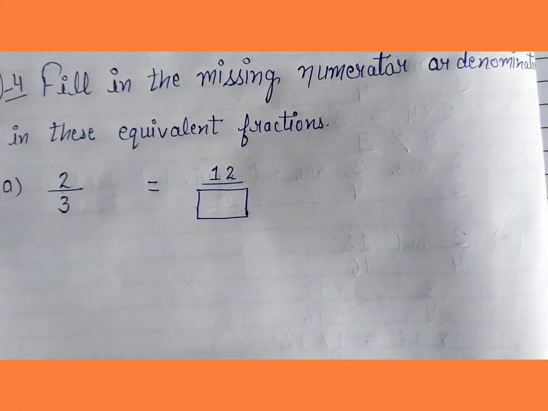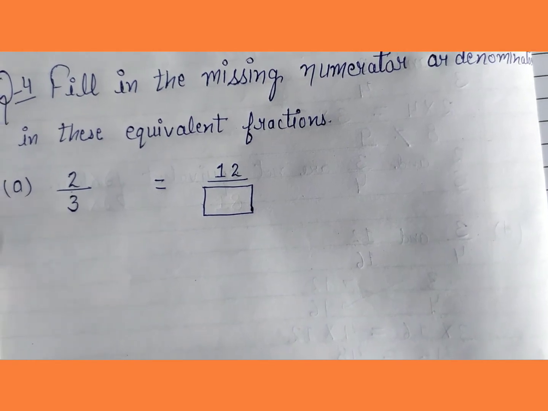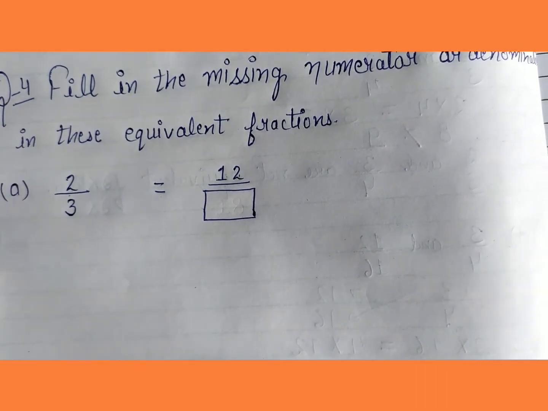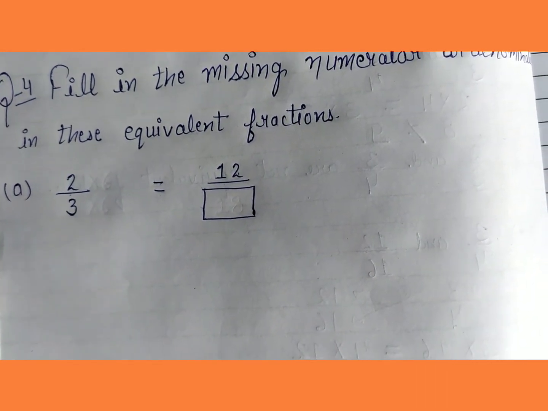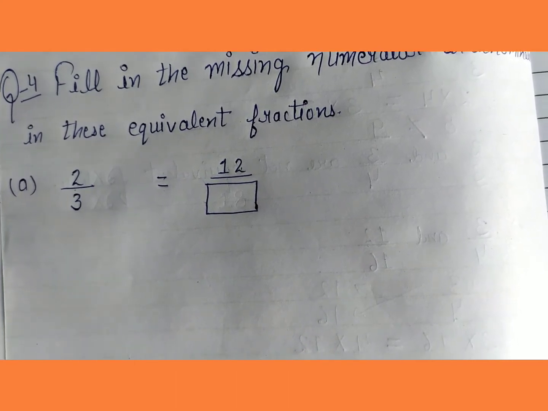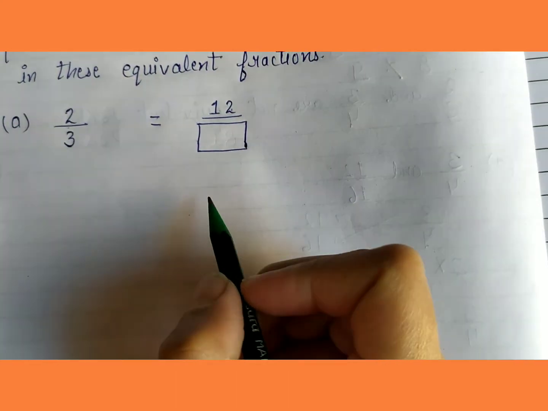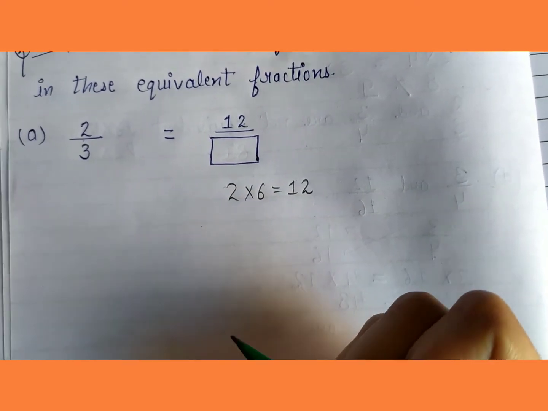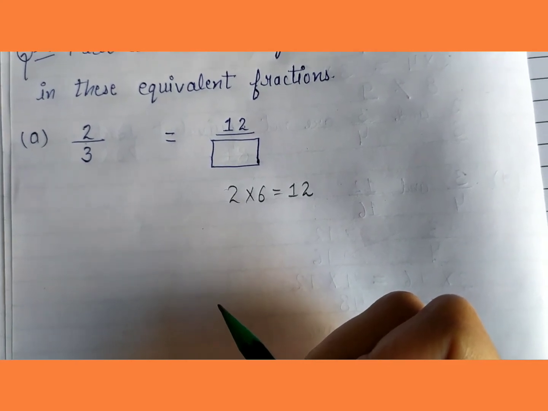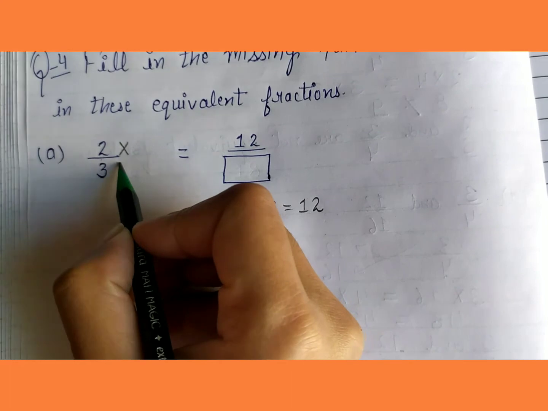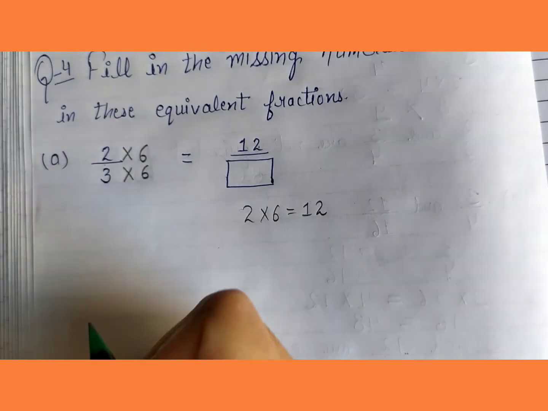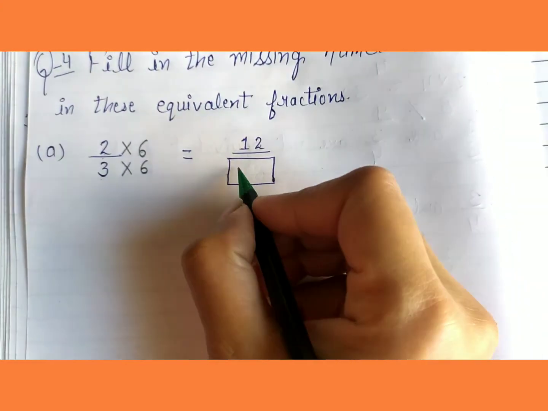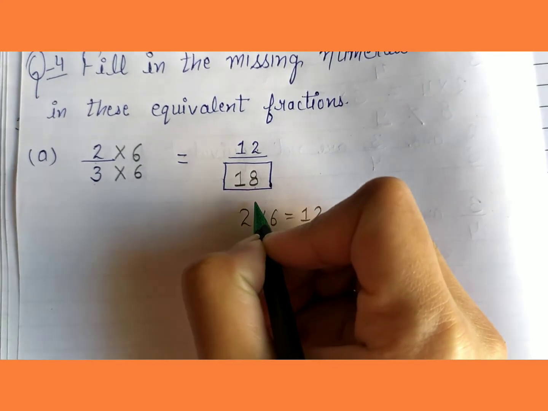Question number 4. Fill in the missing numerator or denominator in this equivalent fraction. The first question is 2 upon 3 equal to 12 upon dash. Find out the denominator of the second fraction. Children, you know that 2 multiplies 6 equal to 12. So multiply by 6 in the numerator and denominator like this. 2 multiplies 6 equal to 12. 3 multiplies 6 equal to 18. Your answer is 18.